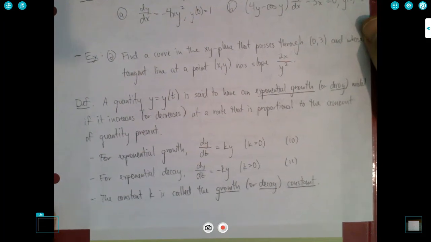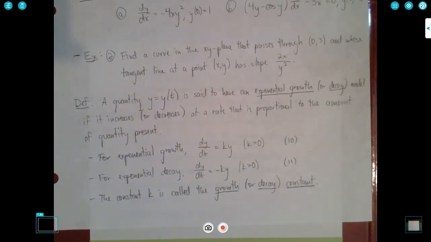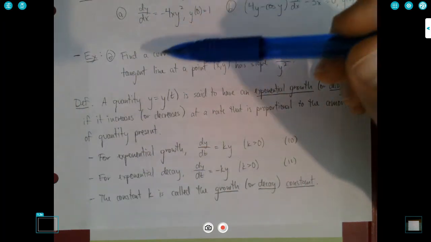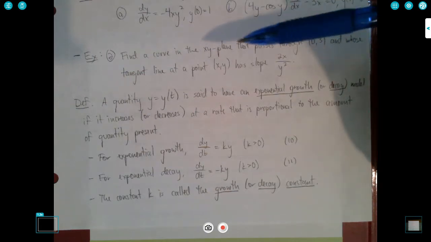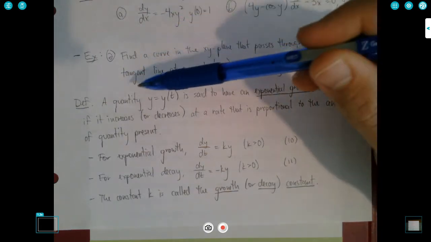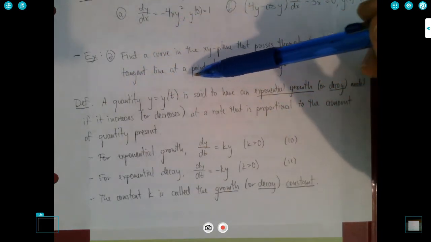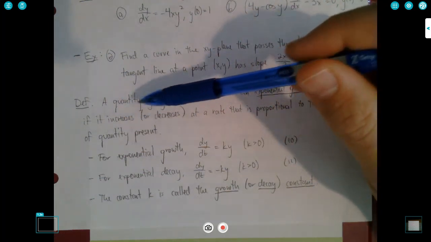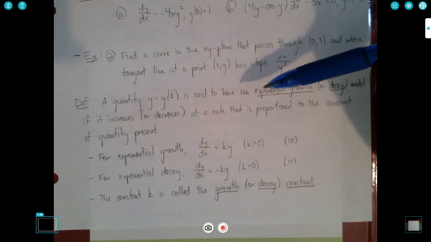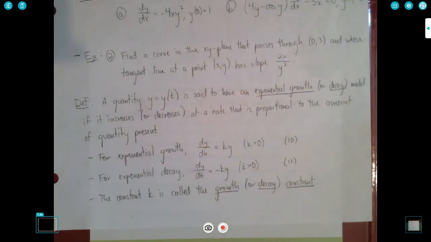So, as we noted in the previous lecture, one of the uses of differential equations is that it helps us to model growth, exponential growth and decay. So here's how that works. A quantity y is said to have an exponential growth or decay model if it increases or decreases at a rate that is proportional to the amount of quantity present.